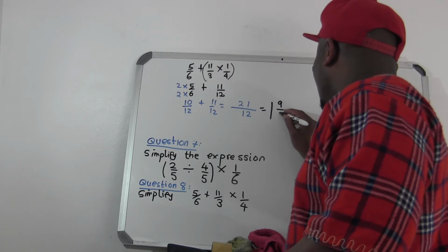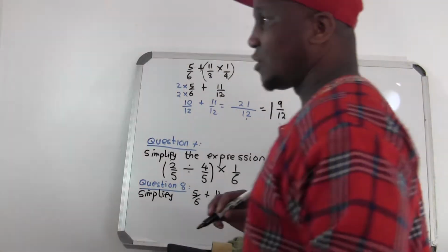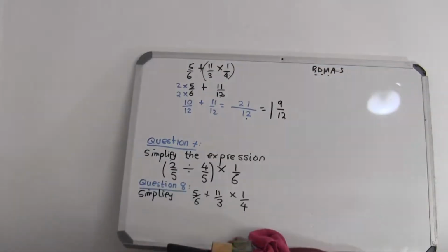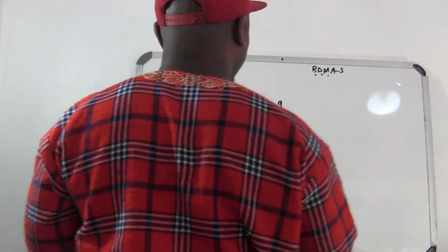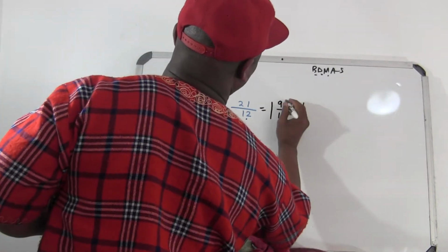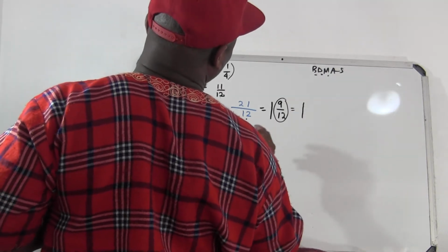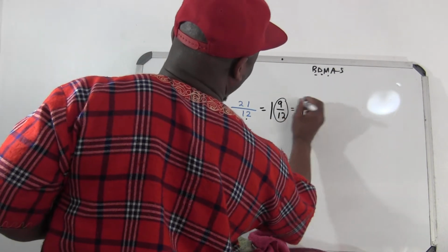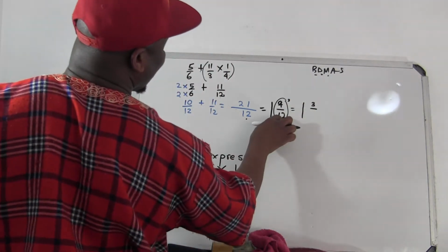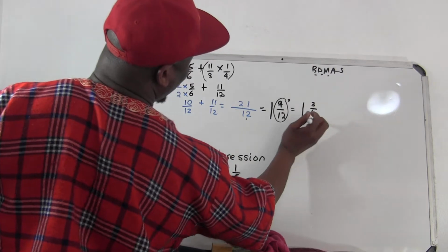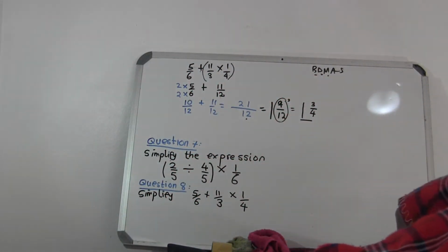And then over 12. So for that case, this same is 1, but at this one we can simplify. Which number is common between 9 and 12? 3 can go into both. So 9 divided by 3 gives us 3 over, and how many 3 in 12 is 4. So this is our final answer: 1, 3 over 4.